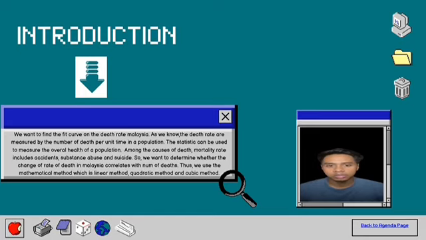Among the causes of deaths, mortality rate includes accidents, substance abuse, and suicide. So, we want to determine whether the change of rate of death in Malaysia correlates with the number of deaths. Thus, we use three mathematical methods, which are the linear method, quadratic method, and cubic method.